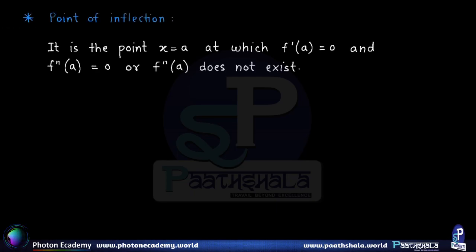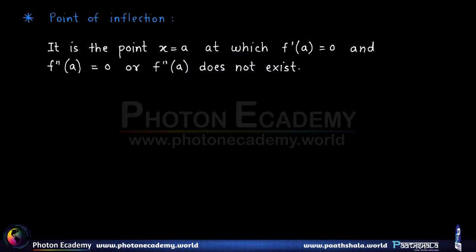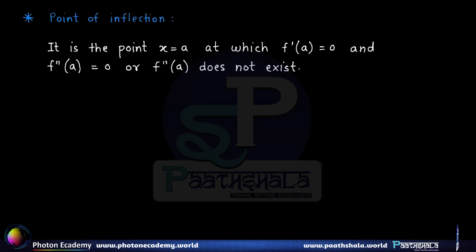Now let us study a very special situation called the point of inflection. It is the point x equal to a at which f dash of a is 0 and f double dash of a is 0 or f double dash of a does not exist. Now if we recollect the second derivative test, that is based on the sign of the second derivative, we distinguish between whether the point is a point of maximum or minimum, right?